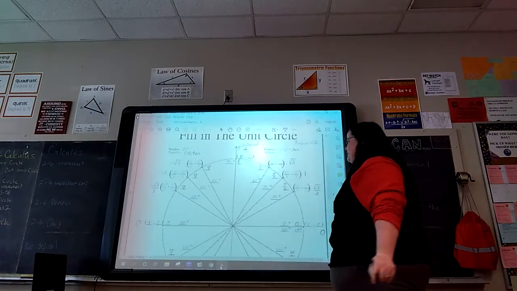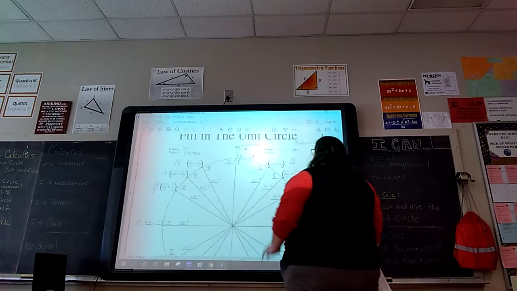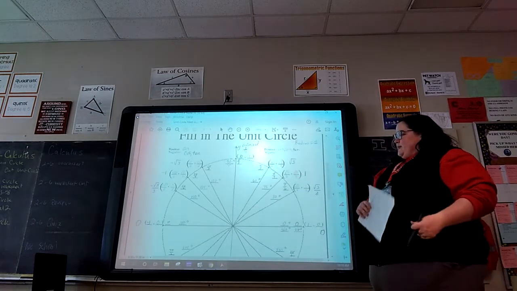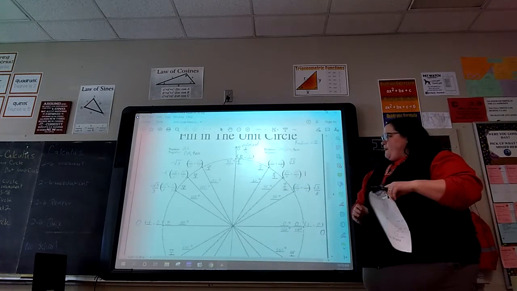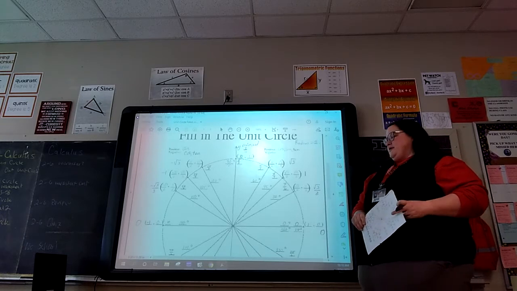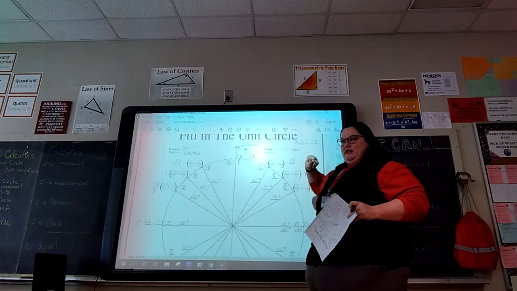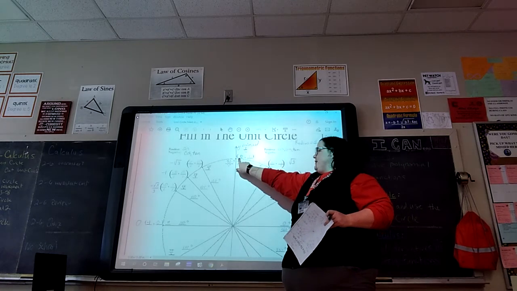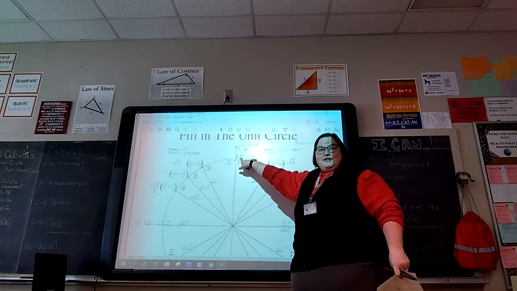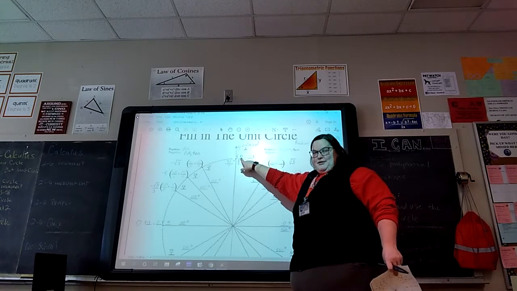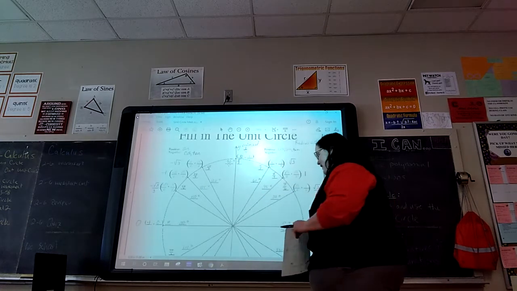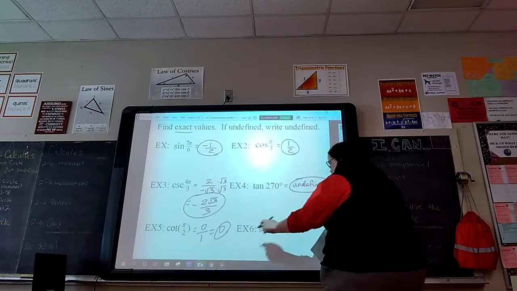So 90 degrees is up here. Secant is the reciprocal of which one? Cosine. Yep. So cosine. Here, is cosine the x, y, or the outside? X. Yep, it's the x value. So here cosine is 0. So then what's the reciprocal of 0? Undefined. Yep. So that's kind of why I did these last two.